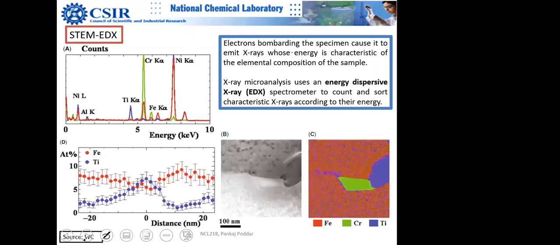Yeah. So this is another example of elemental mapping. What it teaches you is that you can see that this sample, whatever it is, it doesn't matter, contains iron, chromium, and titanium. Blue is titanium, the blue areas. This scale bar is 100 nanometer, so you can see that this entire length is somewhere around only 500 nanometer.